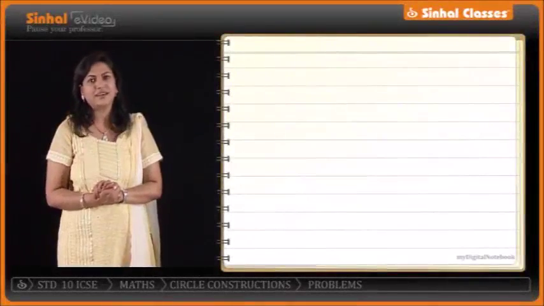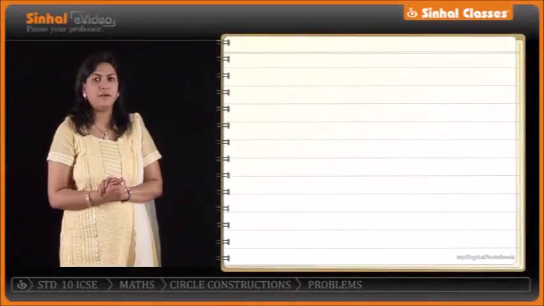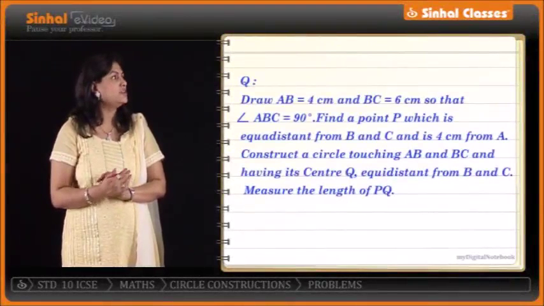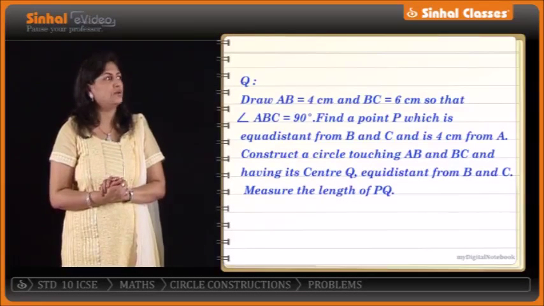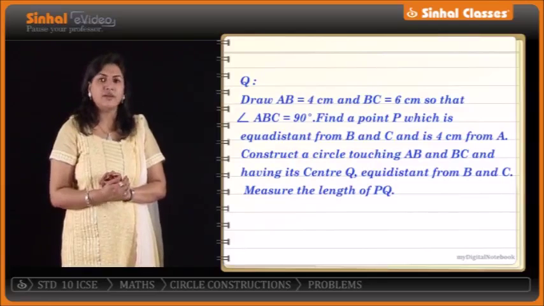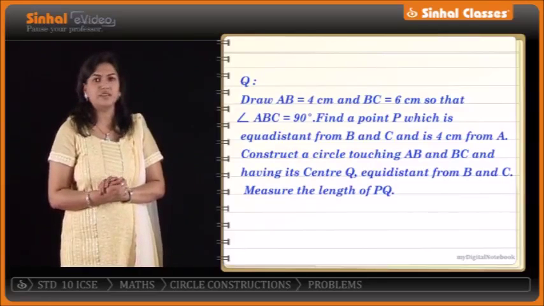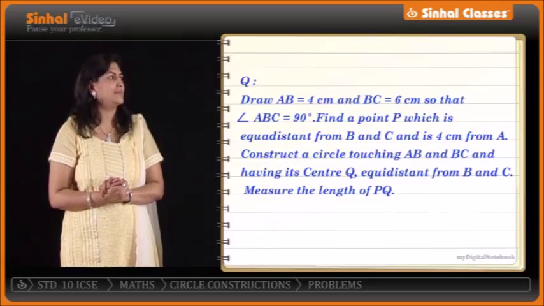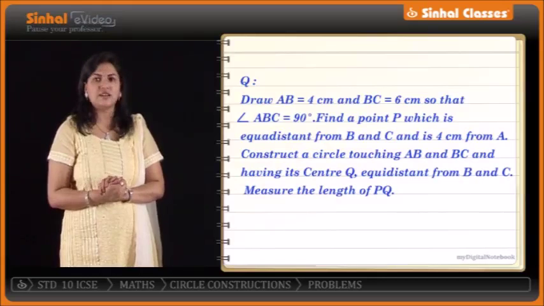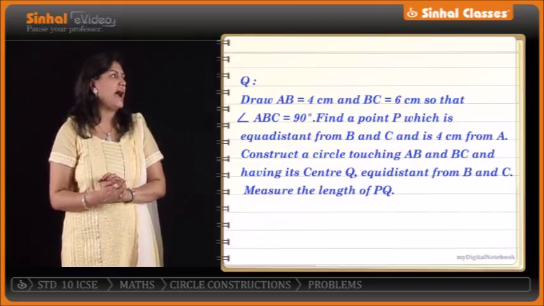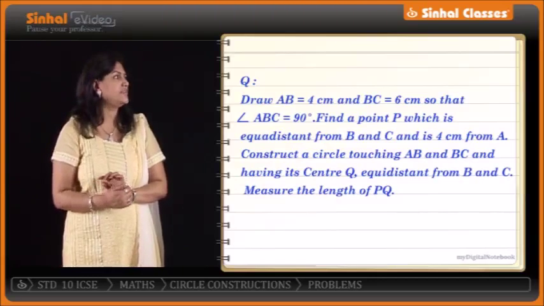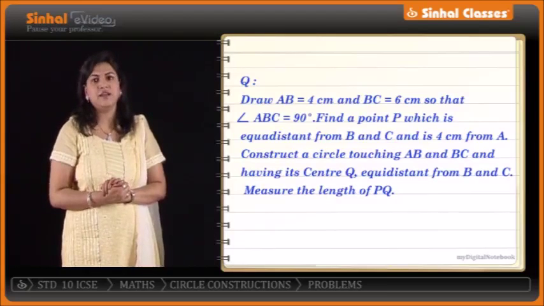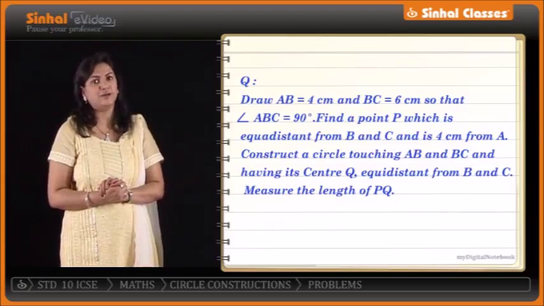Now, let's look at our next problem. Draw AB as 4 centimeter and BC as 6 centimeter so that angle ABC equals 90 degrees. Find a point P which is equidistant from B and C and is 4 centimeter from it. Construct a circle touching AB and BC and having its center Q equidistant from B and C. Measure the length of PQ.